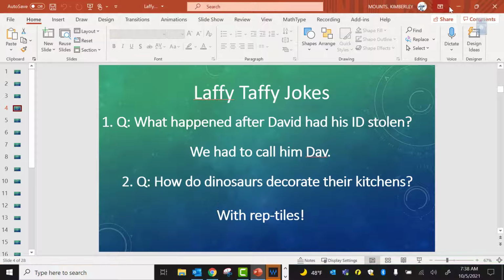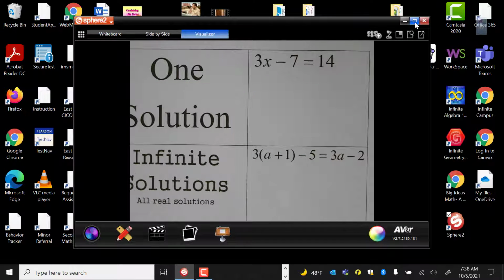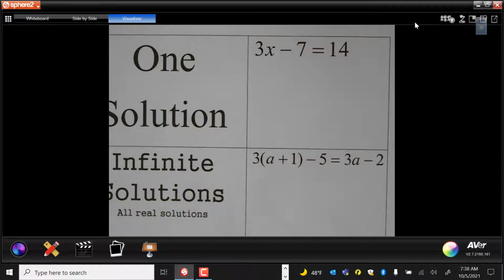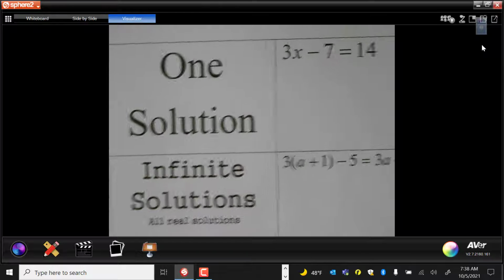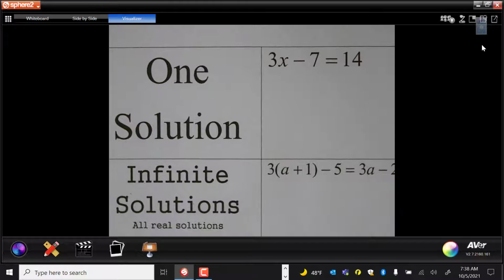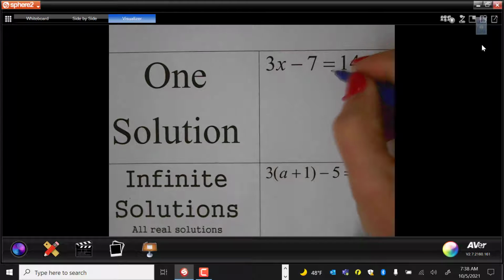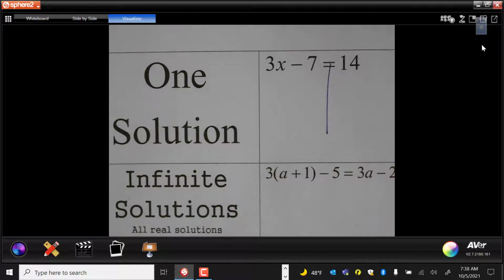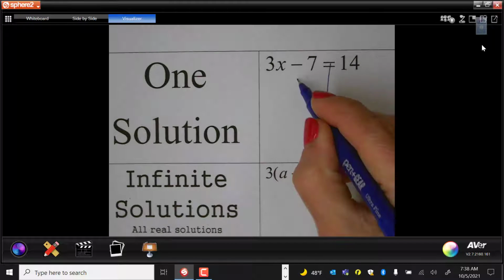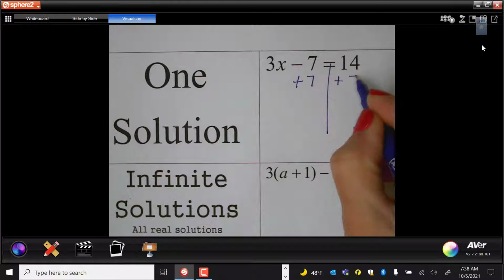Okay, let me get my screen set up and we'll go over the different types of solutions we can have. So we are used to one solution. So we'll go ahead and solve this two-step equation here. The inverse of subtracting 7 would be to add 7 to both sides.